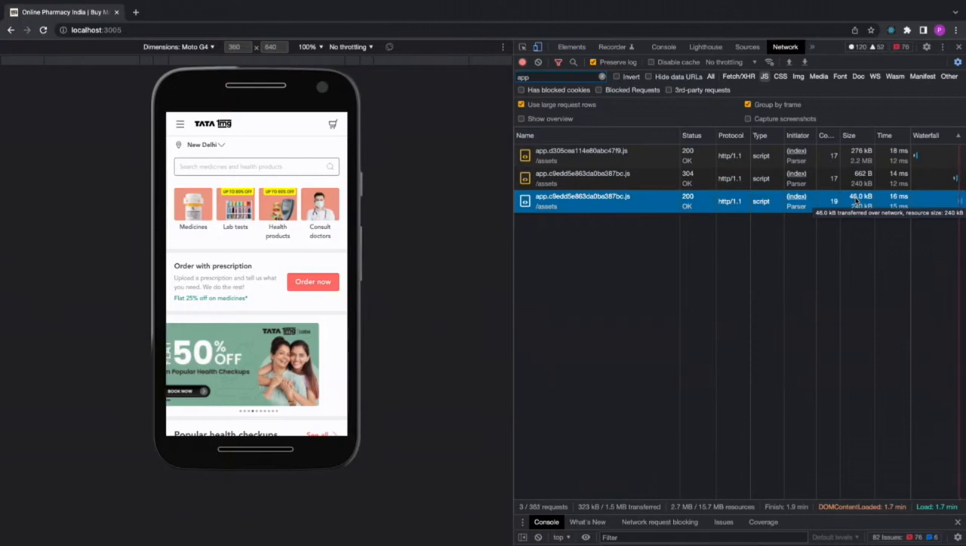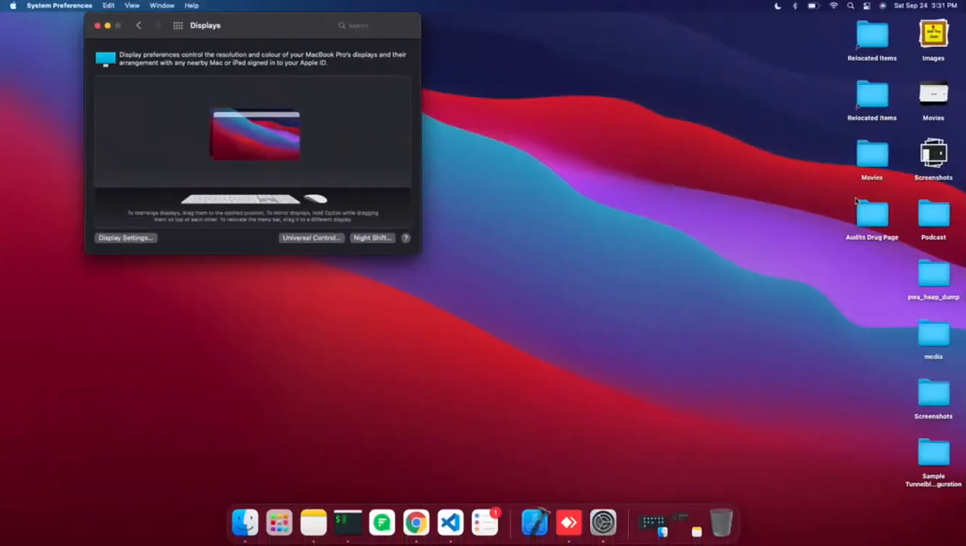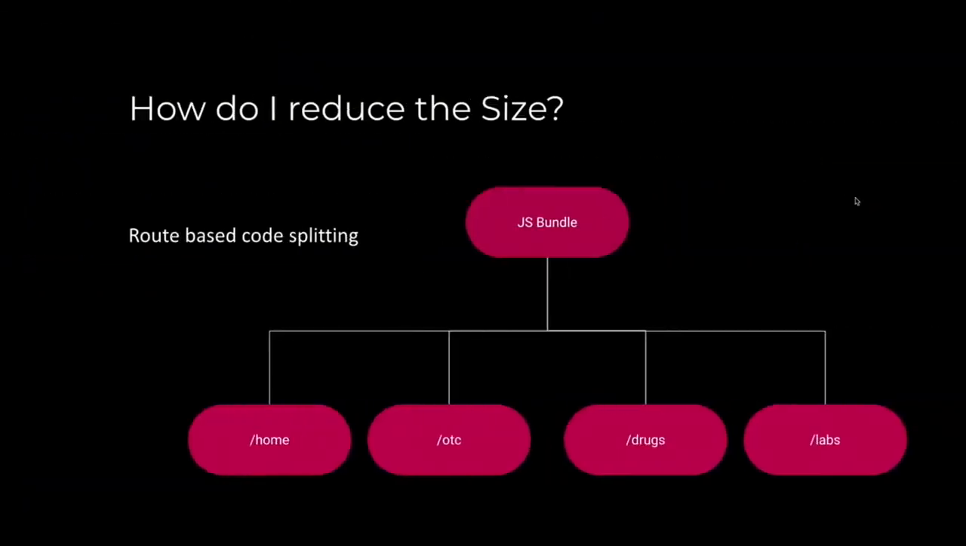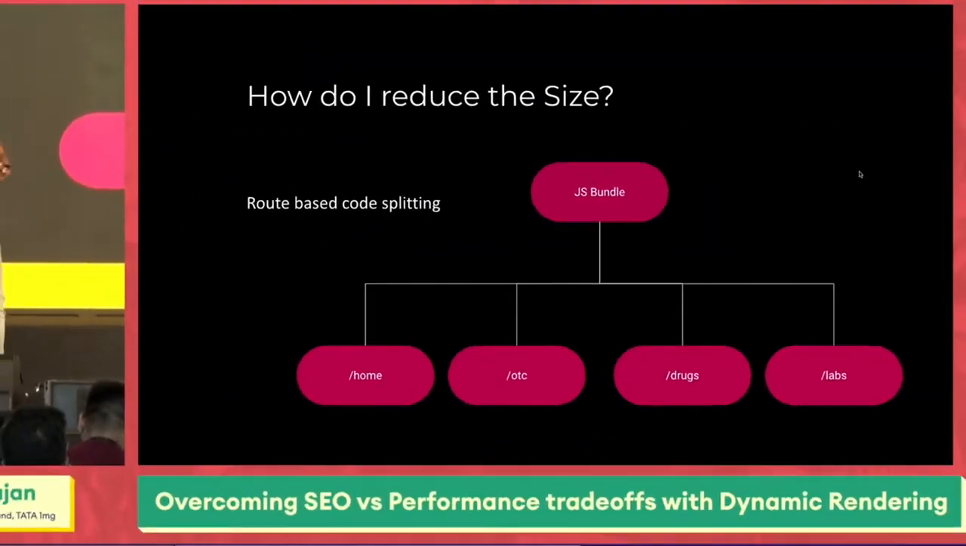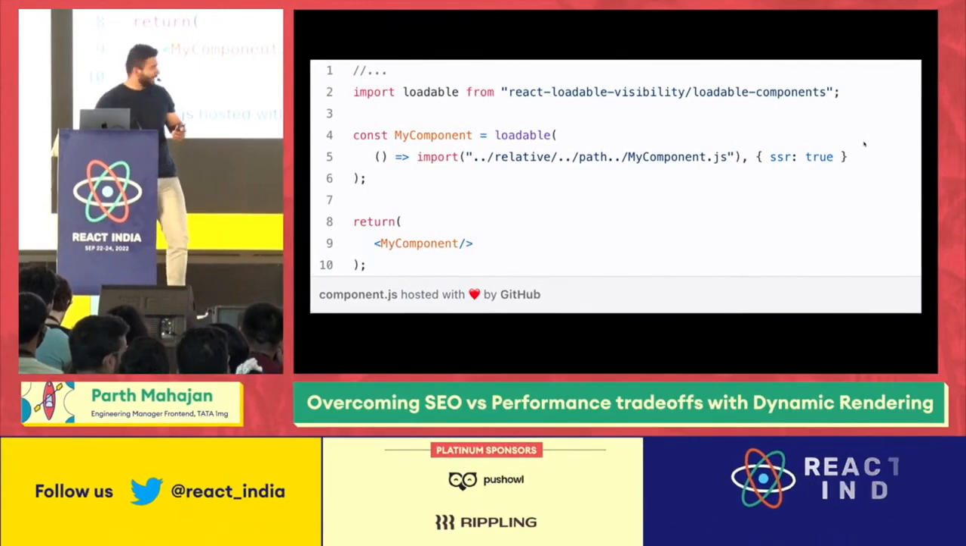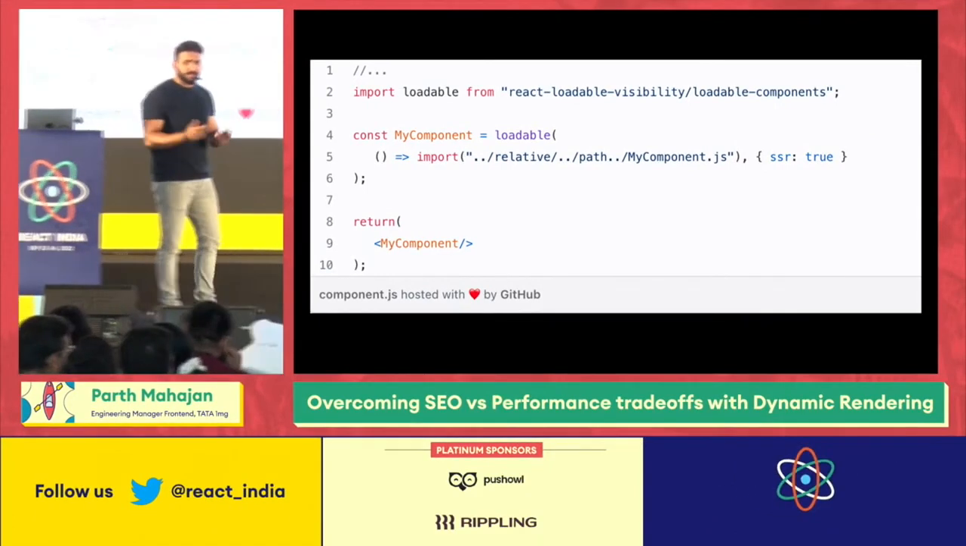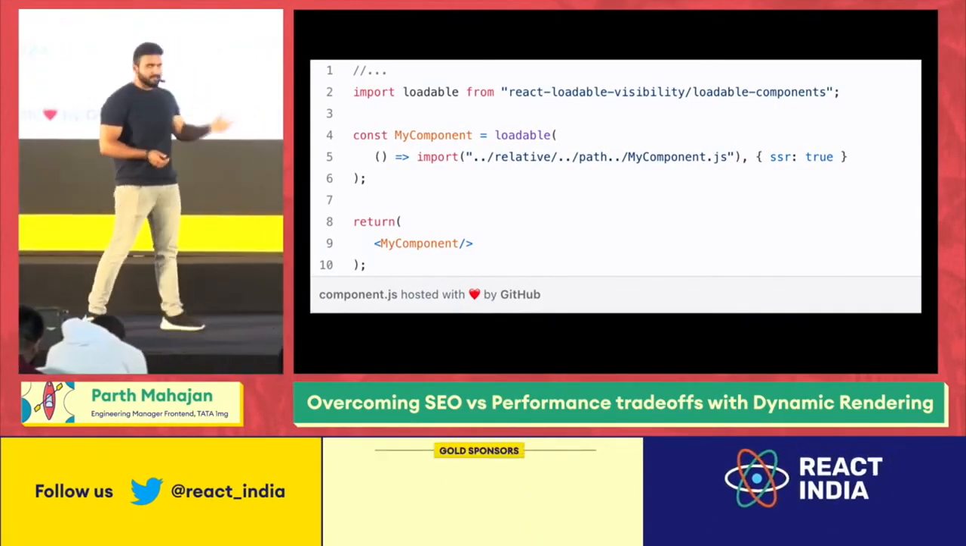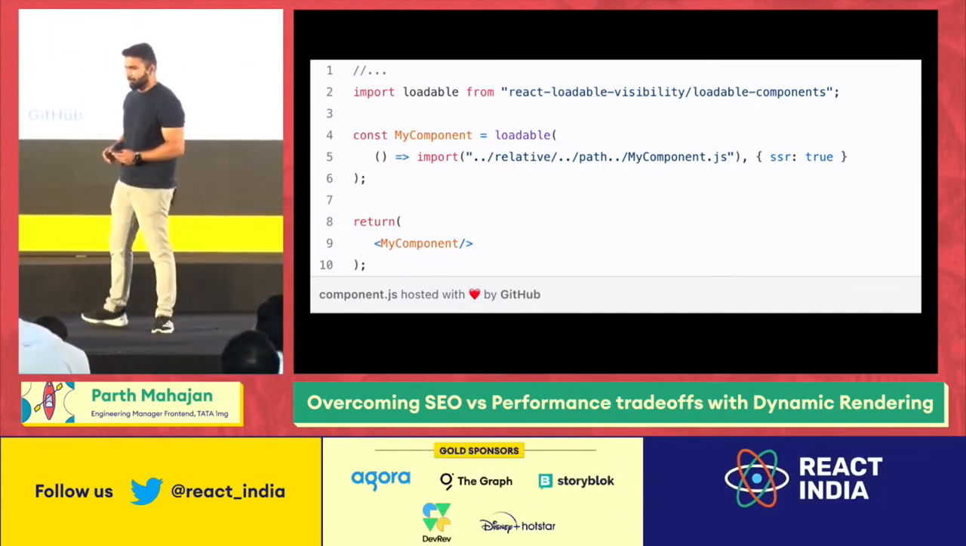There are multiple ways of doing it. And we have personally used Loadable, and we have built our own loading library on top of that as well, which will have support for suspense very soon. So this is how we do it. This is how we do the code splitting.